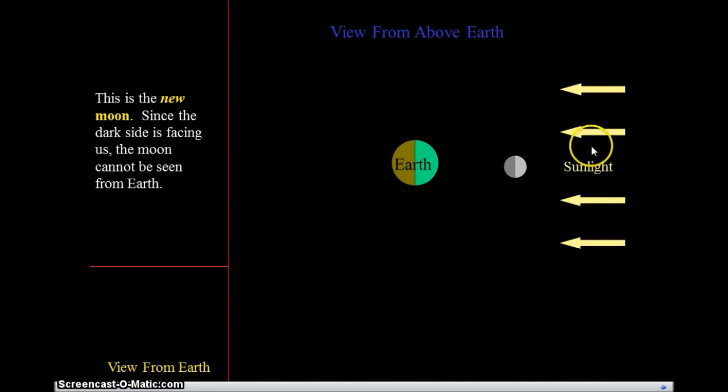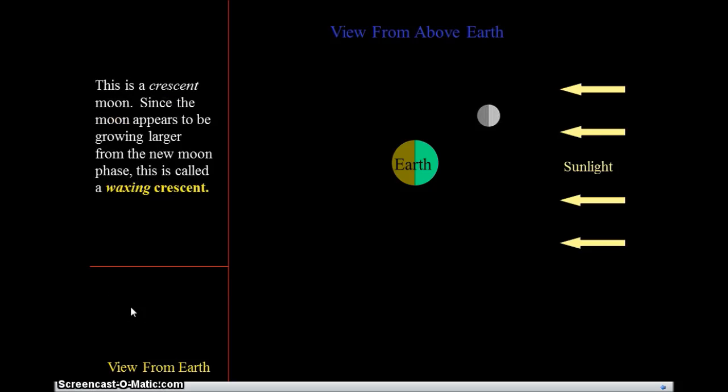So now the light is on the right-hand side, and we're just going to take a look at this. This is our view from the Earth. So in this position, what is the moon phase? What would we see? Well, it would be completely in shadow. So the view from the Earth that we can see right here, we're not going to see anything because it's a new moon.